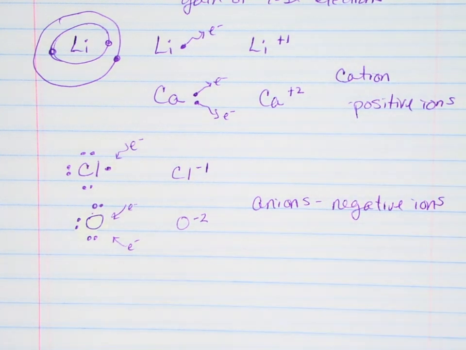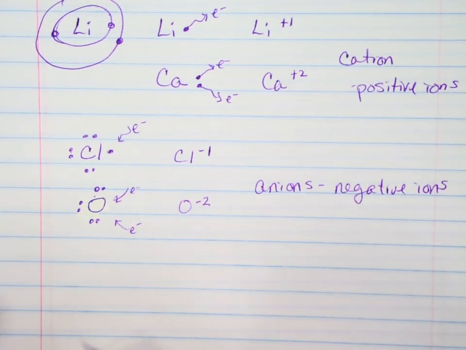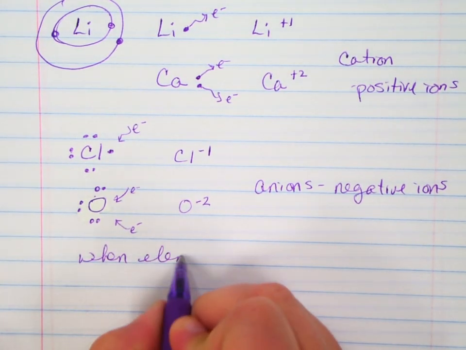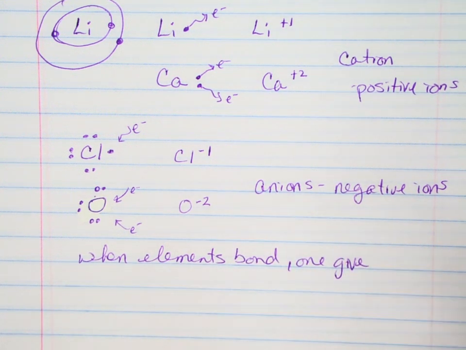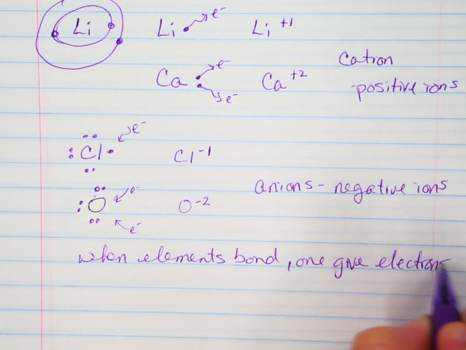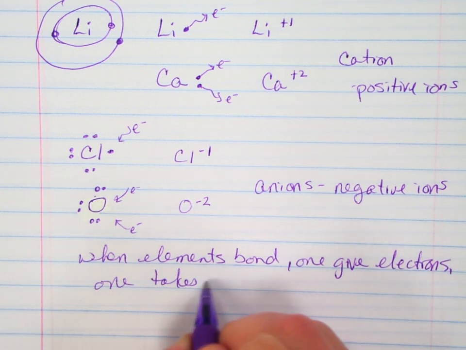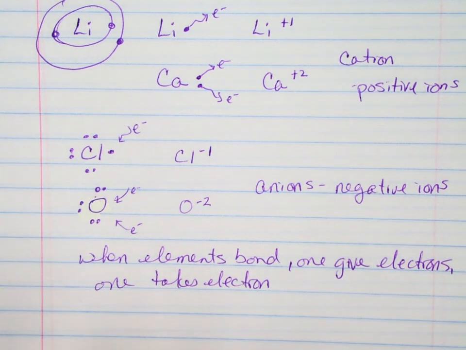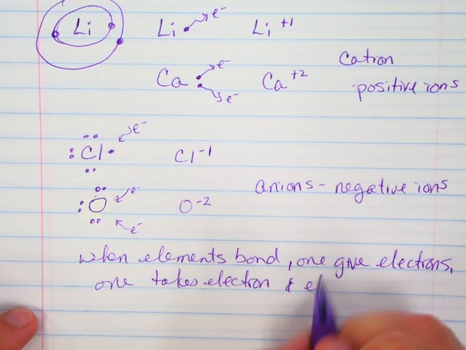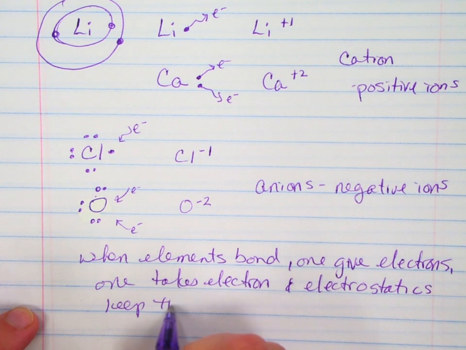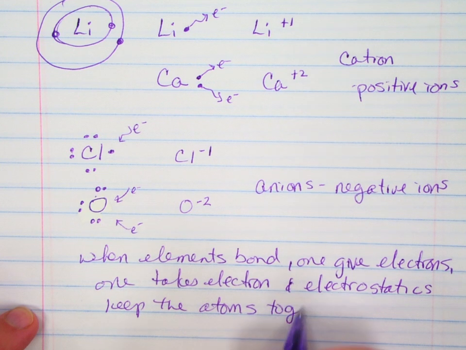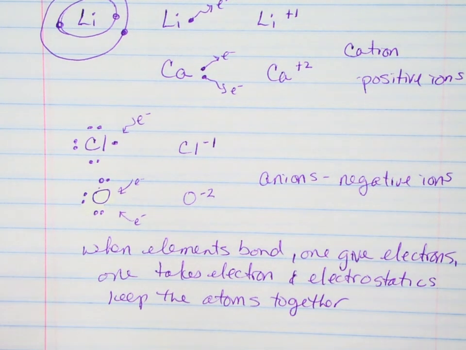Well, the only way that this is going to happen, that lithium and calcium can get rid of some and chlorine and oxygen can get some, is if they get together and bond. So when elements bond, one gives electrons, and this is ionic bonding, one gives electrons, one takes electrons. So now one is positively charged, one is negatively charged. And electrostatics keep the atoms together. Electrostatics is the attraction of opposite charges. Positive and negatives attract.